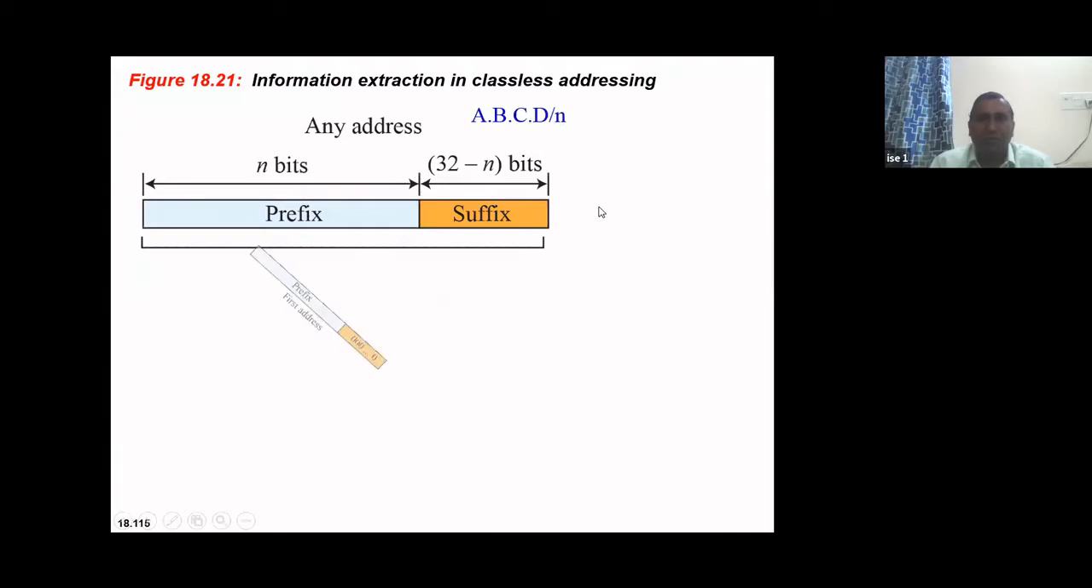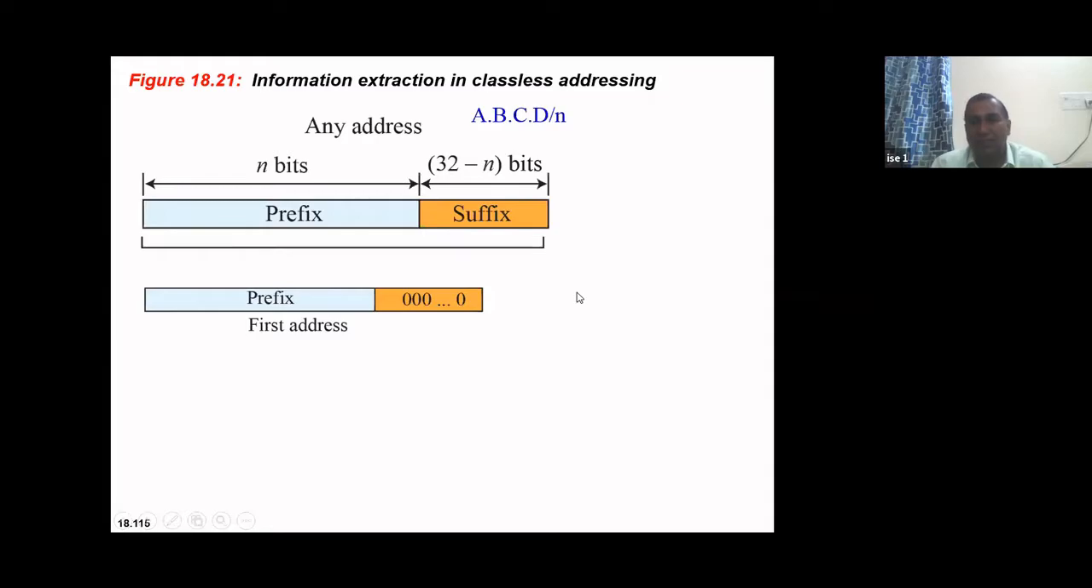This is how we go about it. If I want to find the first address, it is very simple. You take the prefix as it is. Do not change anything in the prefix. All the bits in the prefix, n bits, meaning 21 bits, you keep as they are, and the remaining 11 bits you have to make all 0, whether they are 1 or 0, make them completely 0. That gives you the first address.